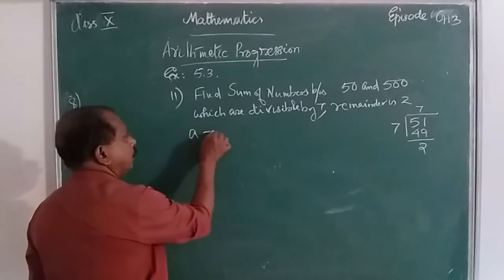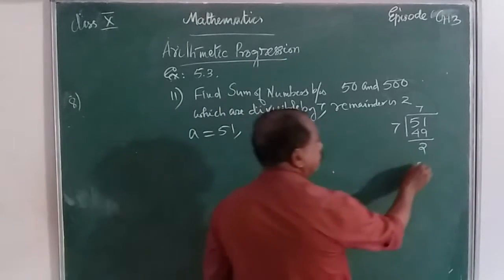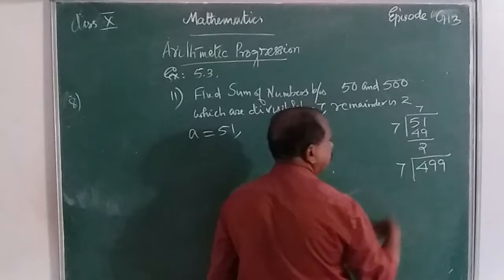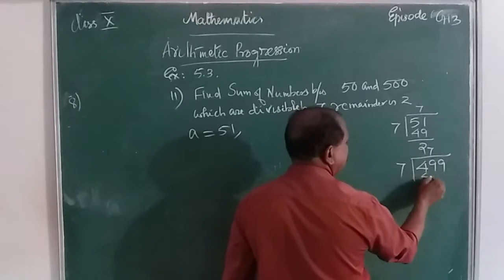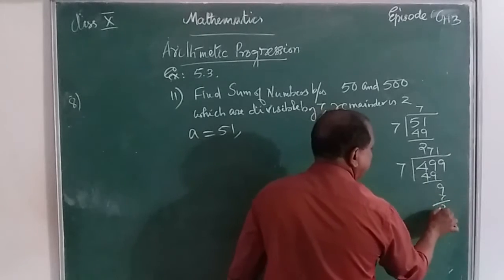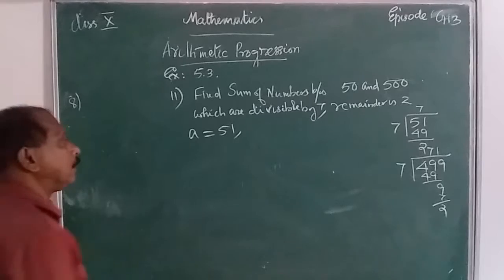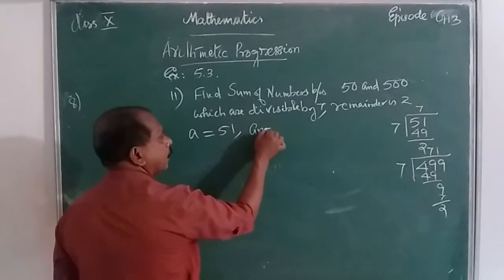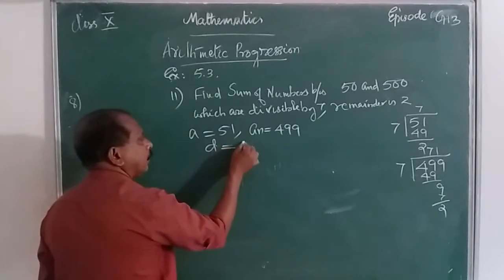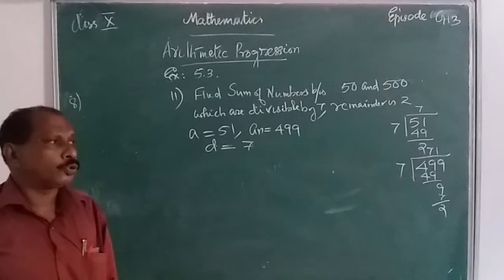Therefore, a is equal to what? 51. Then 500, that is 499, divided by 7. 7 sevens are 49, 7 nines are 63... the remainder is 2. Therefore, what is the last number? 499 is the last number. d, that is the common difference, is 7, that means each number is divisible by 7.